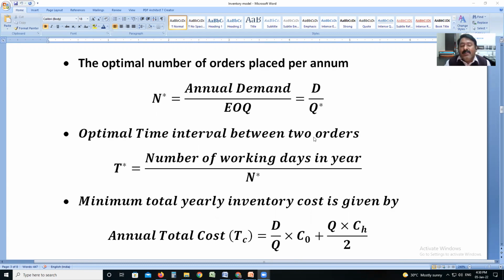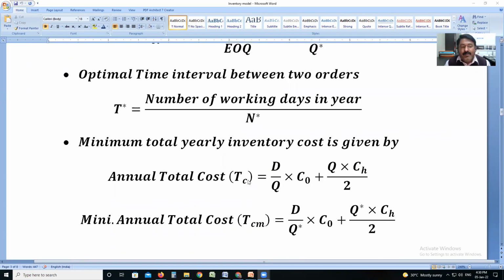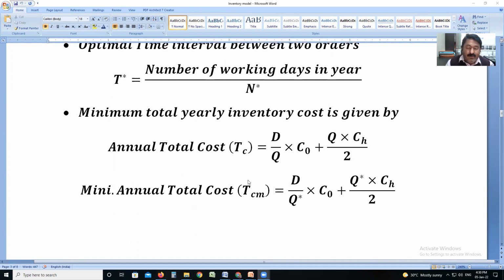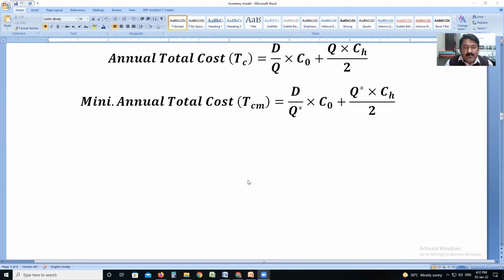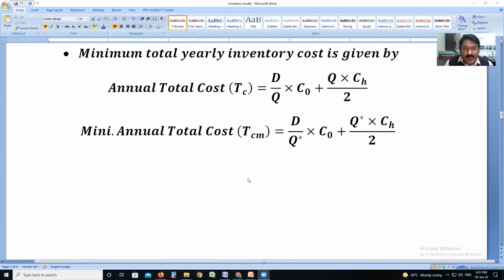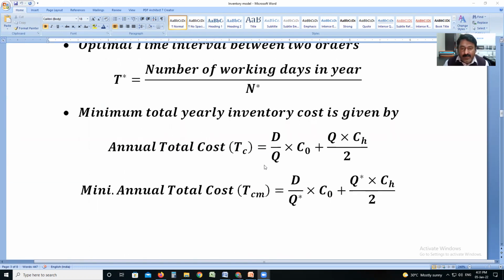Optimal time interval between two orders, it is T star, number of working days in a year divided by N star. Okay. Minimum total yearly inventory cost. Now we have to calculate the minimum total yearly inventory cost. So this we can calculate. We have the annual total cost, D by Q into CO plus Q into CH by 2. We have already calculated this.